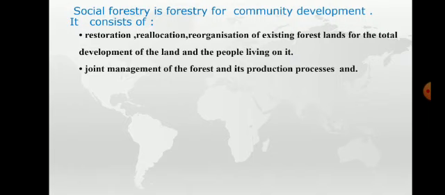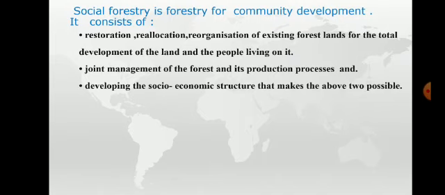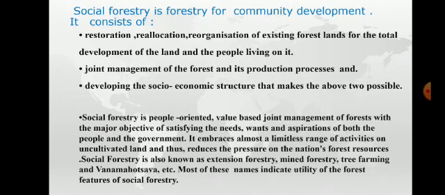Next point, joint management of the forest and its production processes and developing the socio-economic structure that makes the above two possible. So here social forestry is people oriented. So value based joint management of forests with the major objective of satisfying the needs, wants and aspirations of both people and government. Okay, that's why it is social forestry.